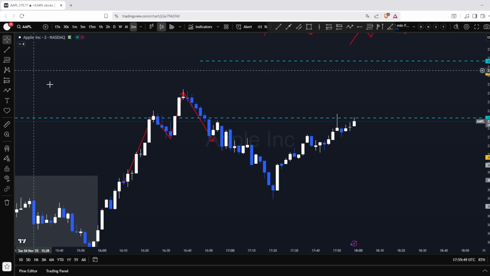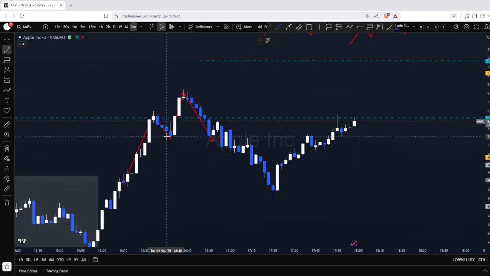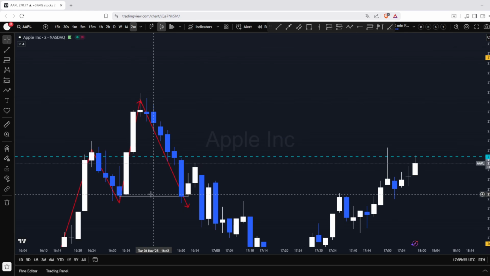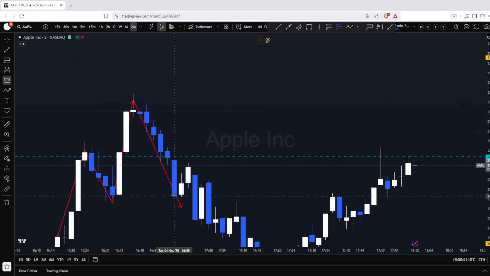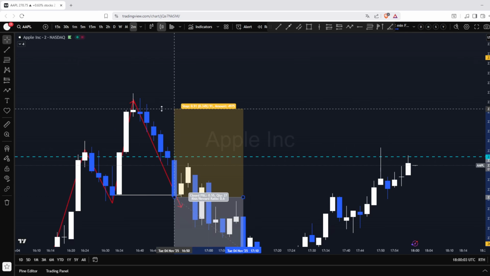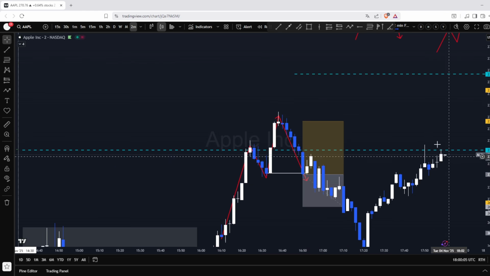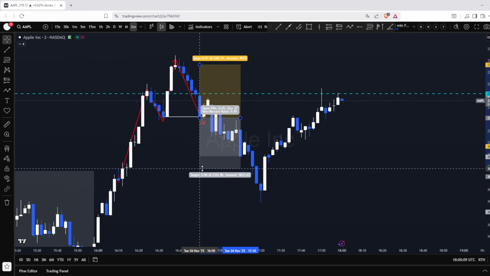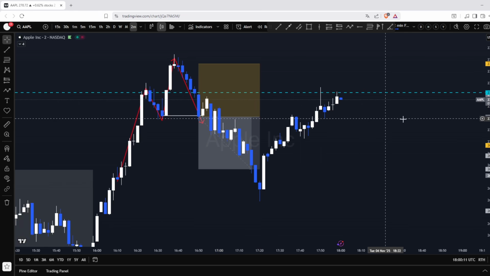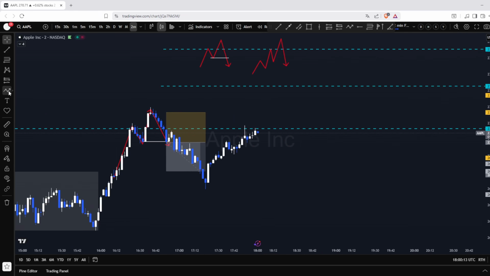So the setup here was break of this structure. Let me just check something. Yeah, it broke the structure here. Entry there, stop loss there, and we would target like 1-to-1, and this is a take profit.